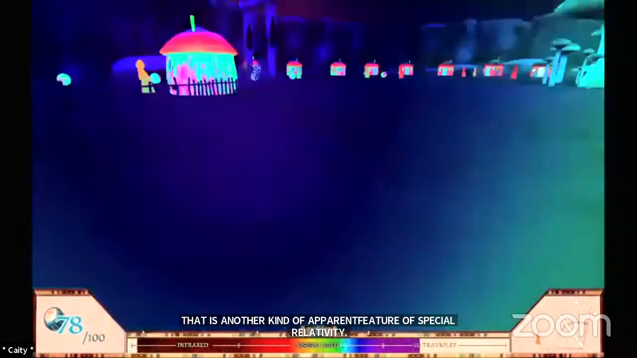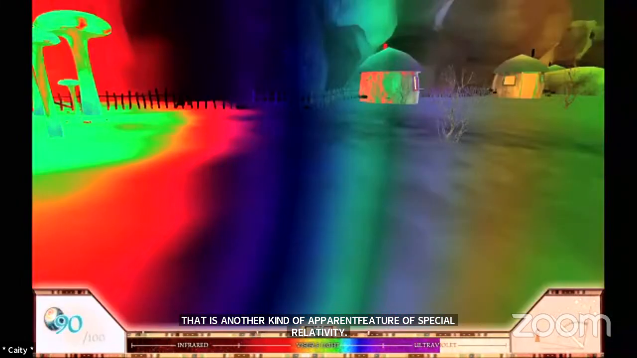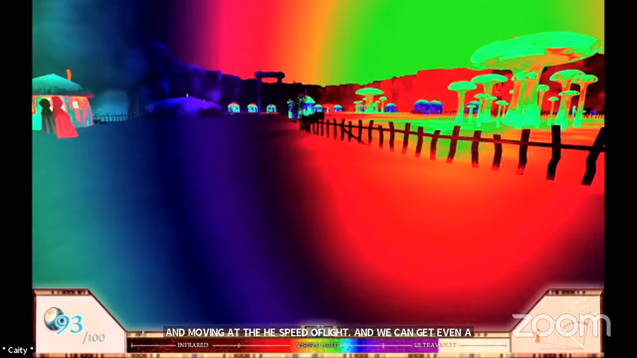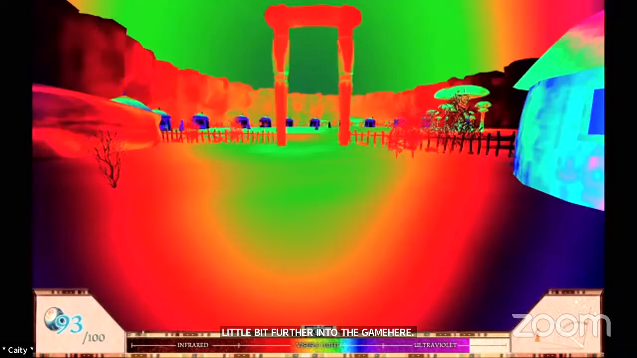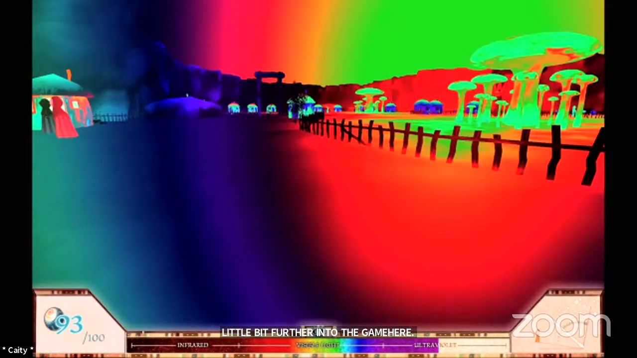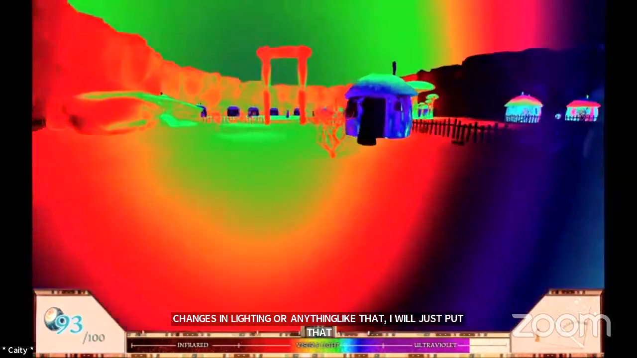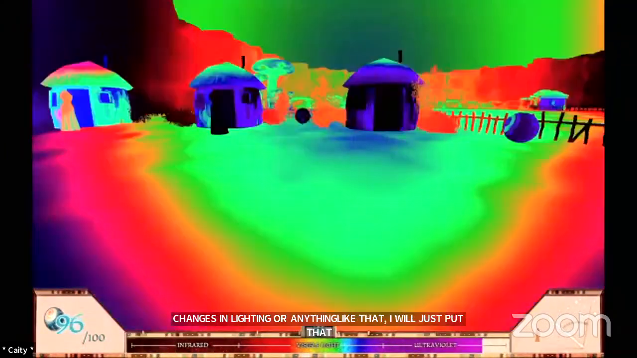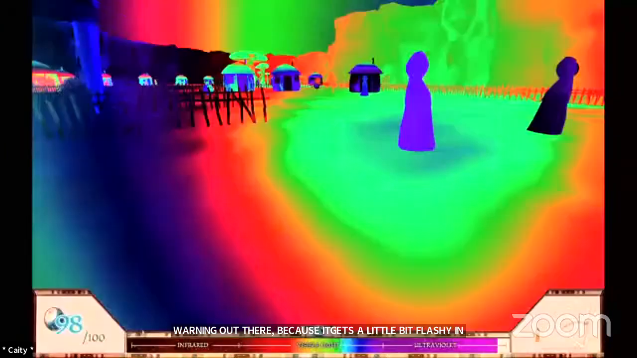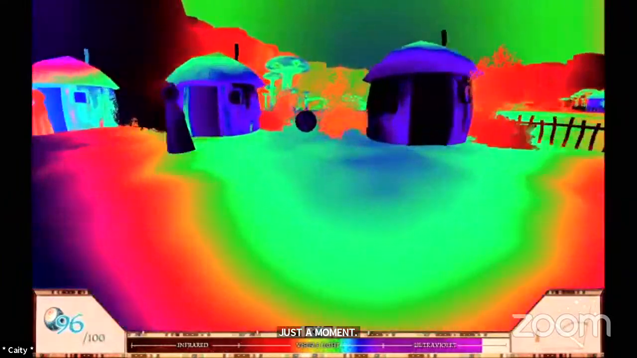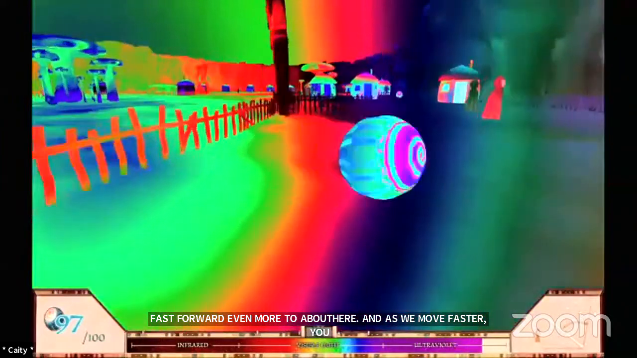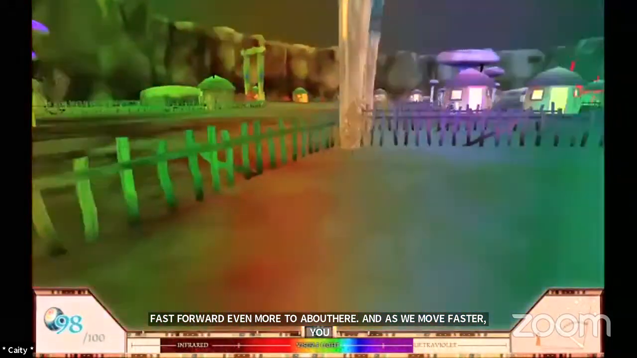And we can get even a little bit further into the game here. If anybody's sensitive to lights or drastic changes in lighting or anything like that, I will just put that warning out there, because it gets a little bit flashy in just a moment. We'll fast forward even more to about here. And as we move faster, you can actually see some of the time or the length contraction happening. So things start to warp in their sizes.